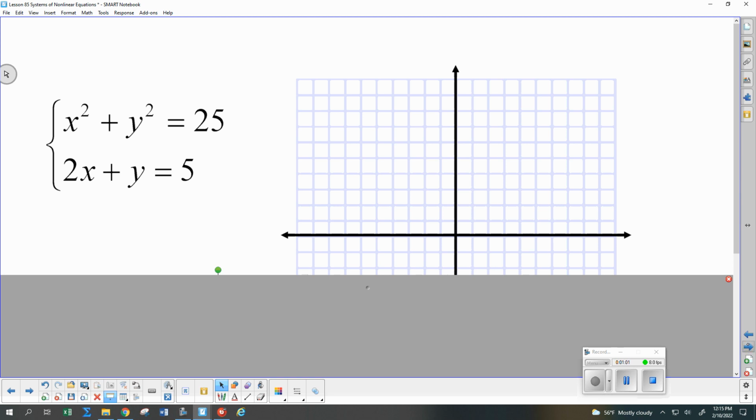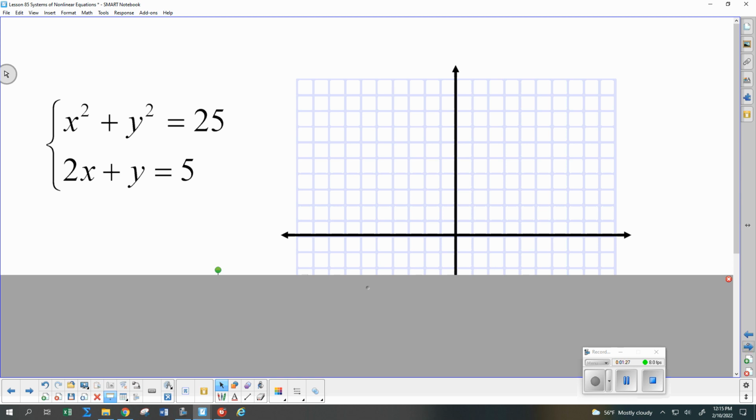So first one, is that a line? X squared plus y squared is 25. How do we know it's not a line? Emily? So what are you seeing that's making you think of that? So you're seeing the squares in there, which definitely mean that it is not going to be a line.